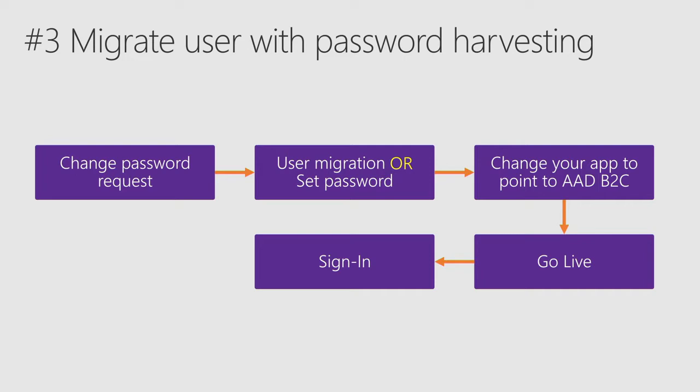Again, this flow fits when you don't have access to the user password. In the old identity provider, we ask the user to change their password. See over here in the second box, user migrate or password reset, okay? Because in this scenario you change the password in the old identity provider. The user can change his password once, and you create the user. On the second time, you don't create the user again, rather, you just change the password in Azure Active Directory B2C.